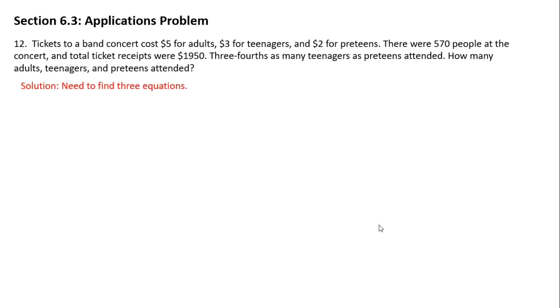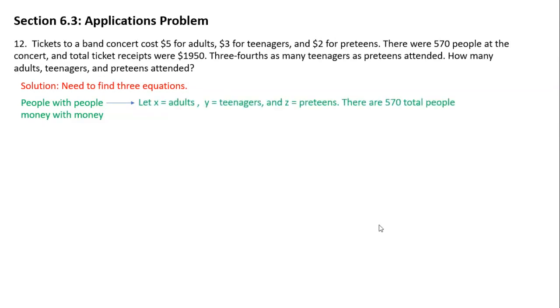All right, so we can do this. We need three equations because we have three unknowns. Our equations can be the people with the people, the money with the money, just like before. So let's set variables: x for adults, y for teenagers, z for preteens. There are 570 total people, so the first equation is x plus y plus z equals 570. Yes. All right, how about the money?